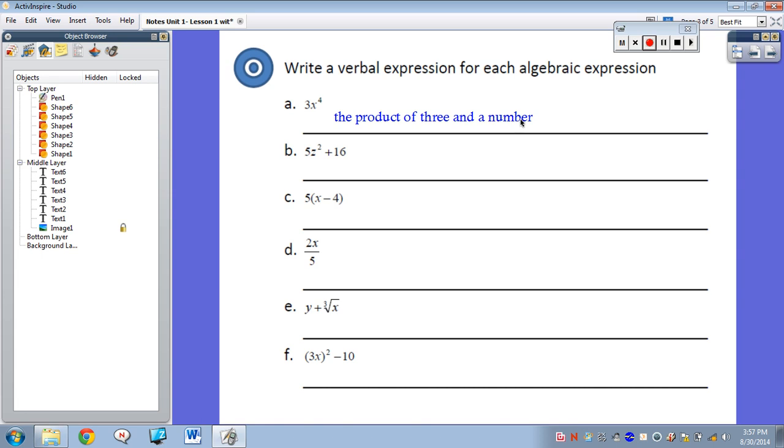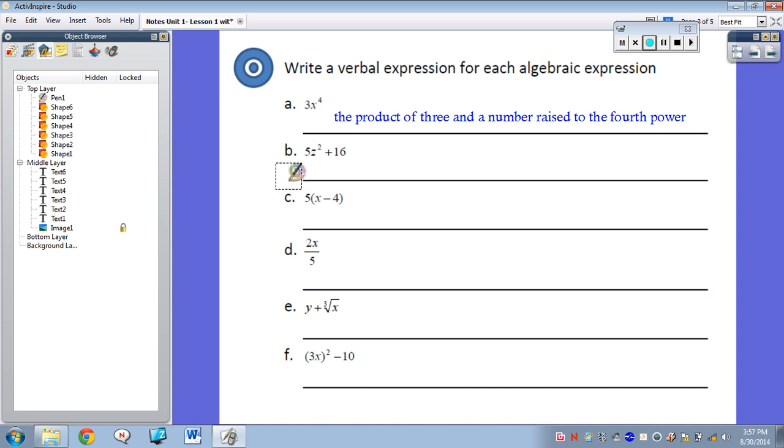Okay, the product of 3, because you are multiplying 3 and a variable together. So remember, this is the product, 3 times x, so it's the product of 3 and a number, the number being the variable right here, raised to the fourth power. So your exponent up here, the 4, the variable is being raised to the fourth.